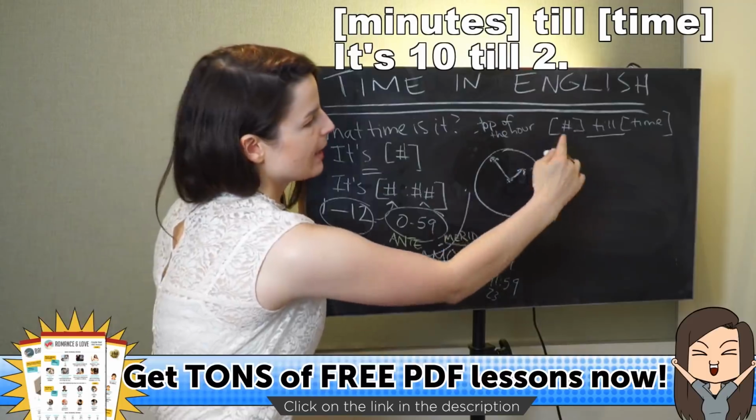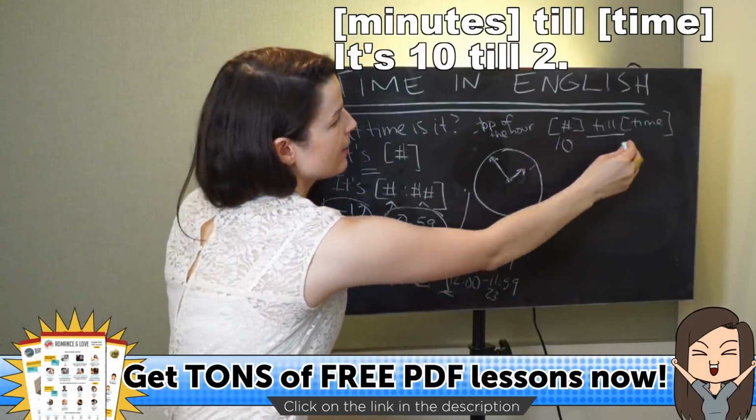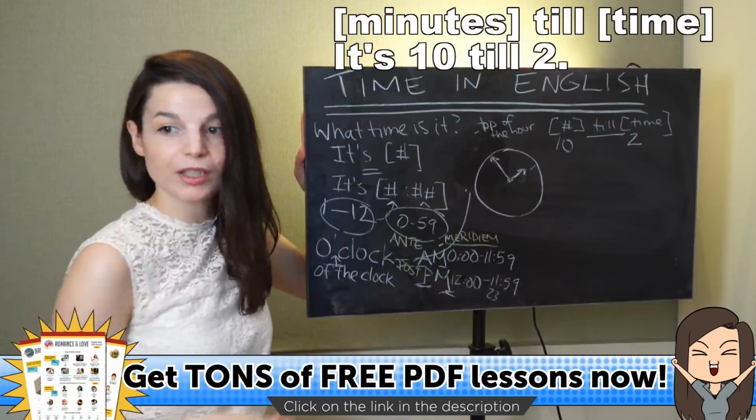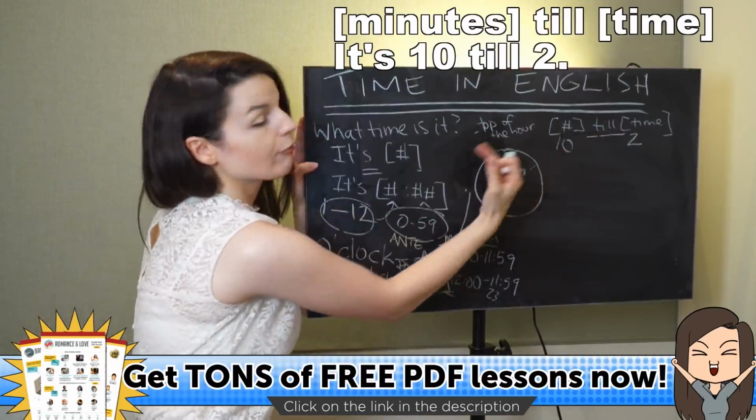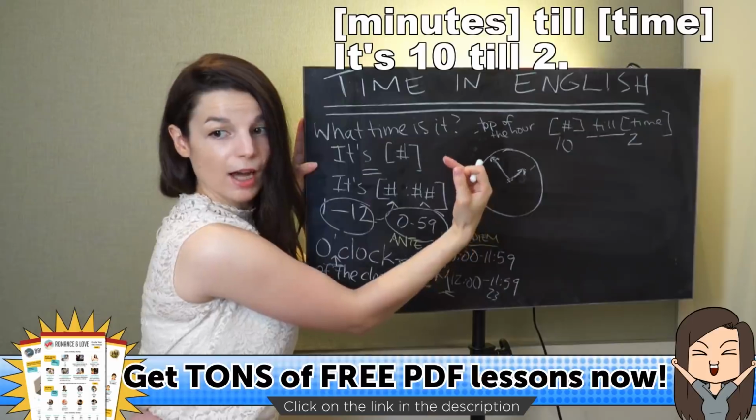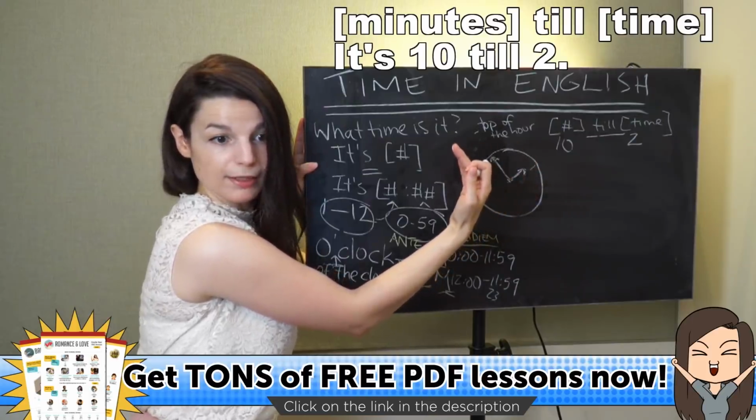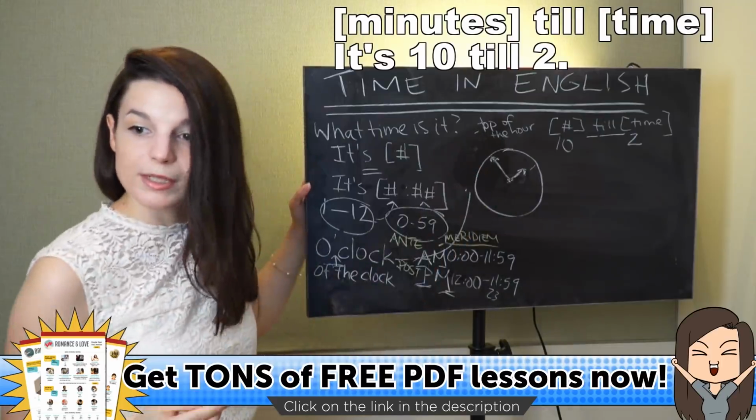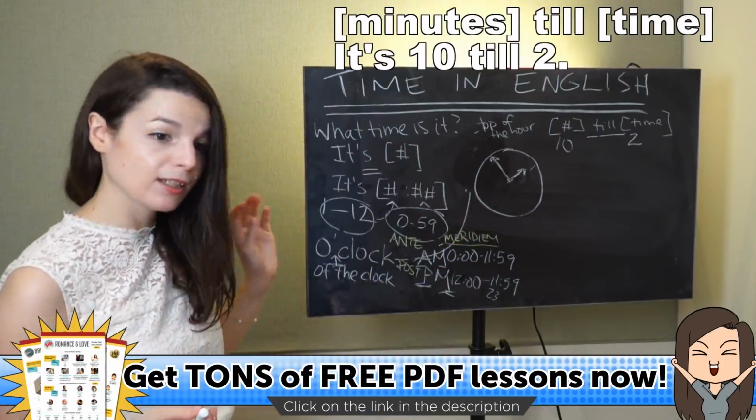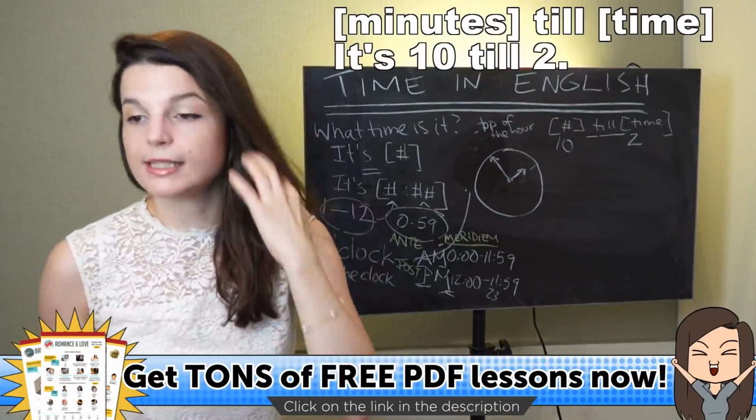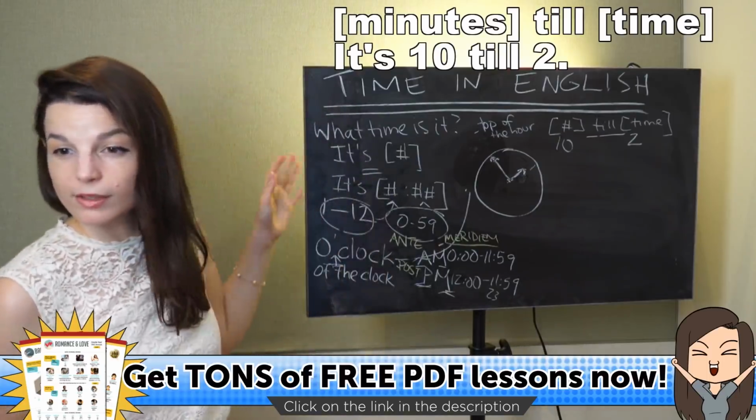Or a different way that we use is this expression. It's minutes till. In this case, it's 10 minutes till 2. It's 10 till 2. So till means before. That means it's not 2 o'clock now. It's 10 minutes before 2. So 10 till 2, or maybe 10 until 2. But more commonly, we use till, T-I-L-L, if you can see that.